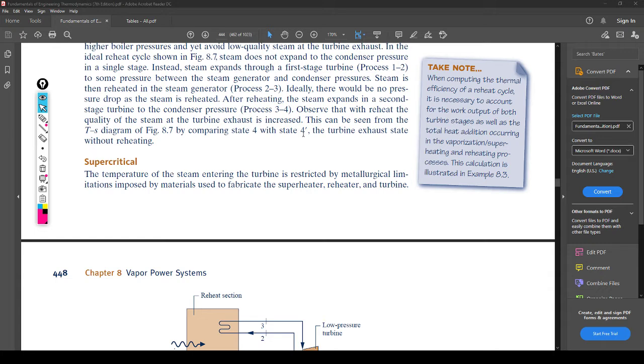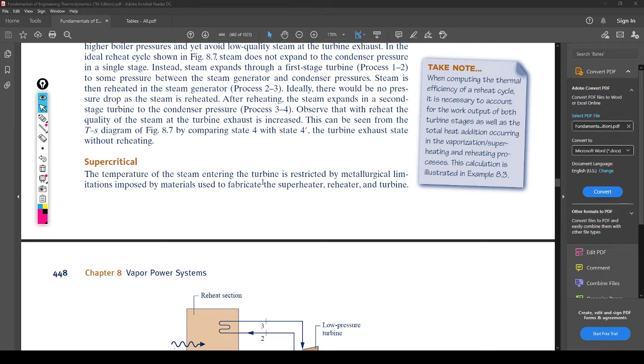But essentially, it says the temperature of the steam entering the turbine is restricted by metallurgical limitations imposed by materials used to fabricate the superheater, reheater, and turbine. So essentially what they're saying is that we can't go higher than, let's say, the melting temperature of the turbine, right? Or even close to it, right? Or the boiler or the reheater, because obviously if we go higher than that, or higher pressure, higher temperature, what ends up happening? Well, we have a catastrophic failure, right? And we don't want one of those. As much fun as you might think that sounds, it is not fun.